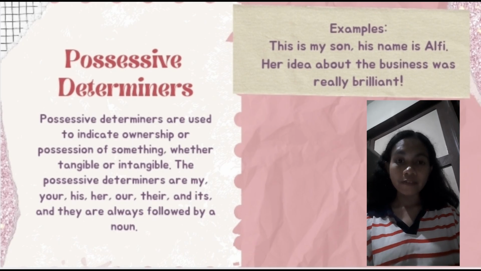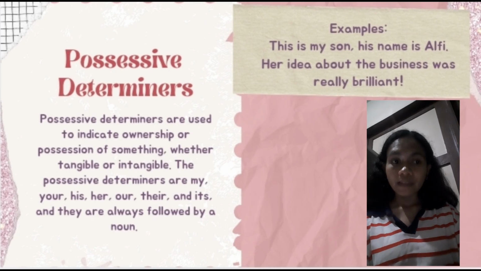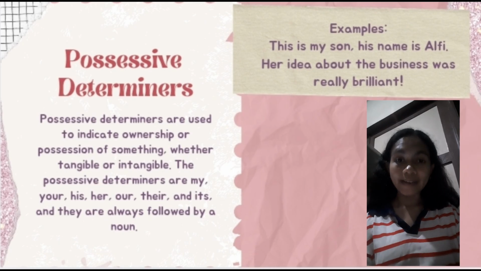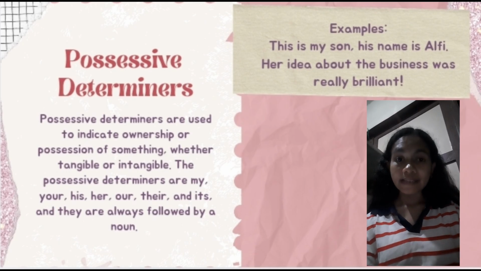Next is possessive determiners. Possessive determiners are used to indicate ownership or possession of something, whether tangible or intangible. The possessive determiners are my, your, his, her, our, their, and its, and they are always followed by a noun. For example, this is my son, his name is Alfie. Her idea about the business was really brilliant.